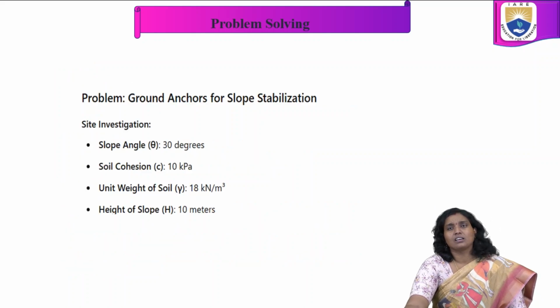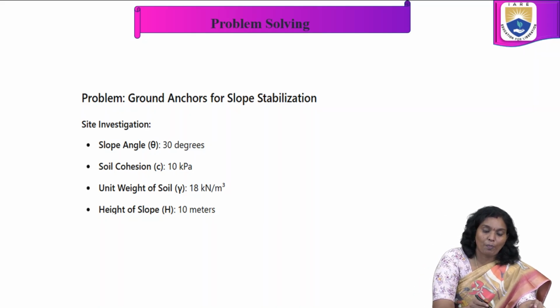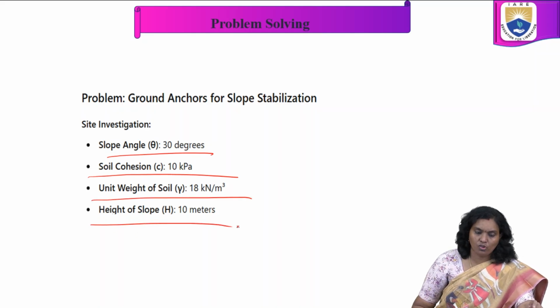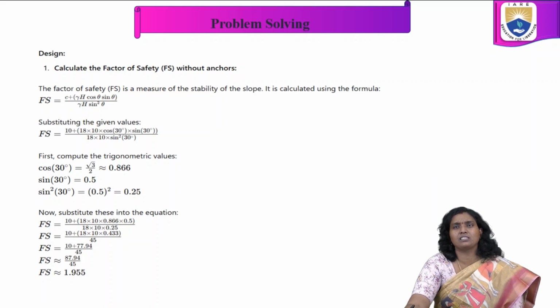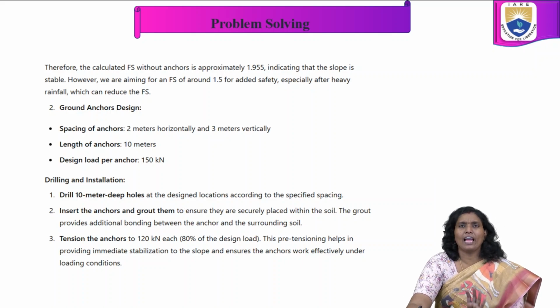And one more is ground anchors for stabilization. In this, slope angle, soil cohesion, unit weight of the soil, and height of the slope are mentioned. So we are going to calculate the factor of safety first without anchors. First we are understanding the factor of safety without anchors.